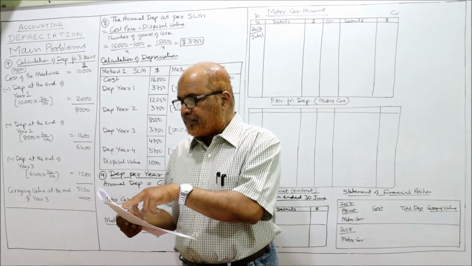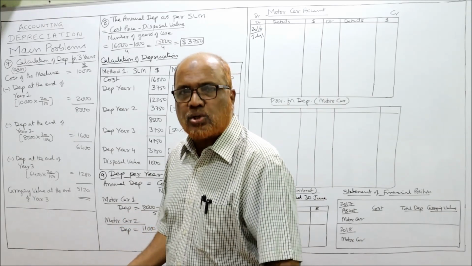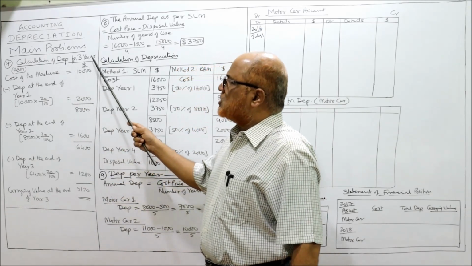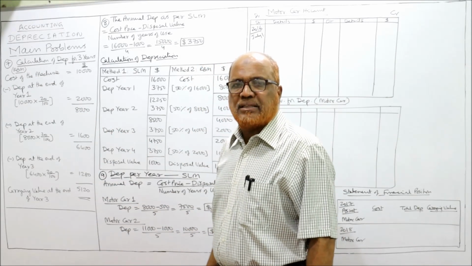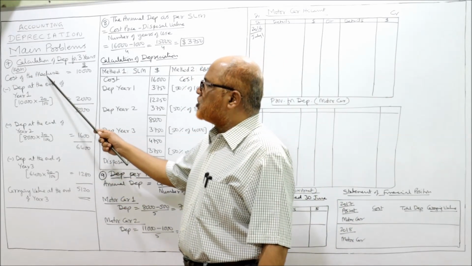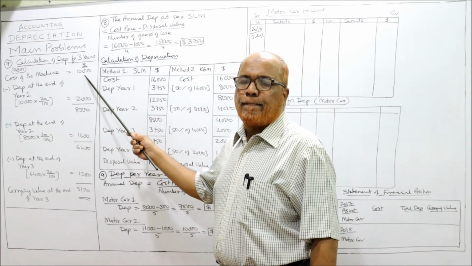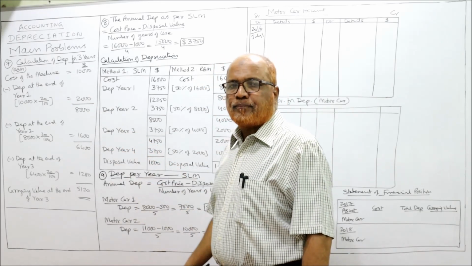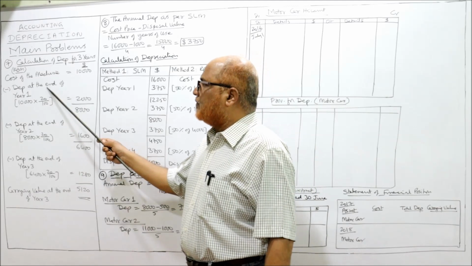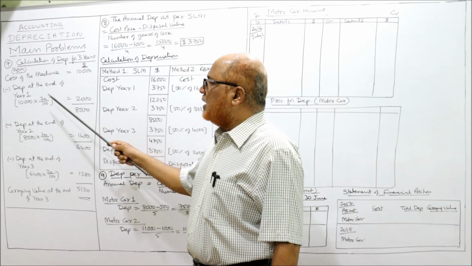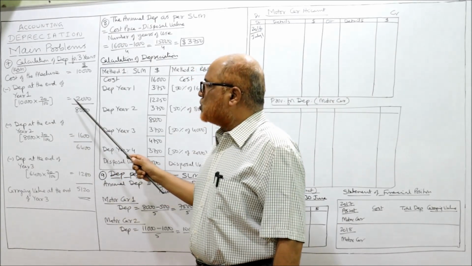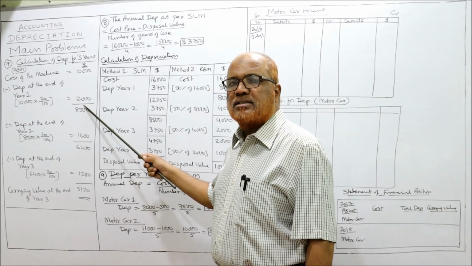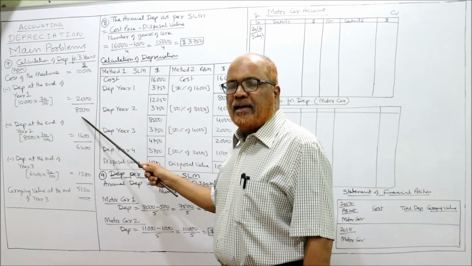What is the rate of debt? 20%. That's it. So simple. So calculation of depreciation for 3 years. RBM, reducing balance method. What is the cost of the machine? It is given 10,000. Now at the end of first year, depreciation at the end of year 1. So 10,000 into 20 by 100. 20% means 20 by 100. So 2,000 is the debt. Deduct 10,000 minus 2,000, 8,000.